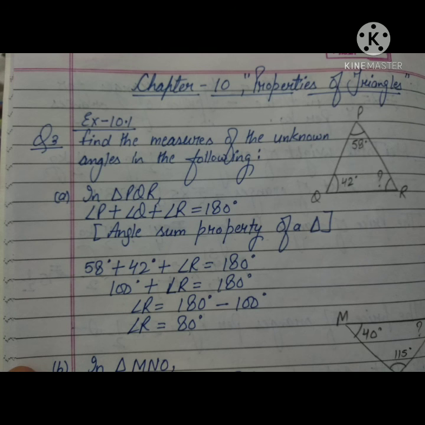So now you want the value of angle R. So angle R is equal to 180 minus 100. Shift 100 from the left hand side to the right hand side and it will become negative. So 180 minus 100, right? So angle R is equal to 80 degrees.